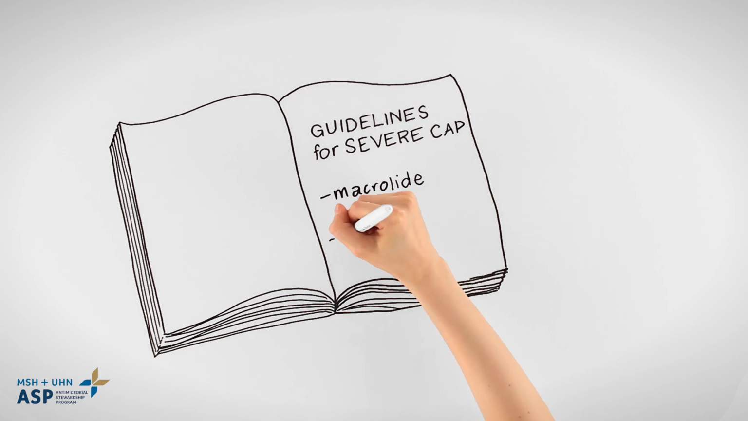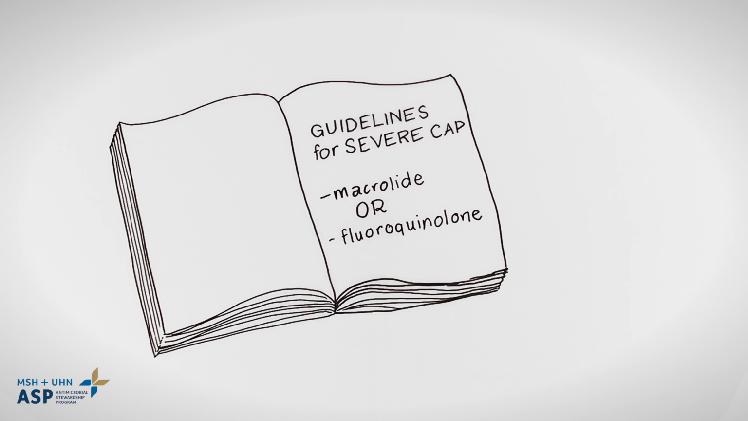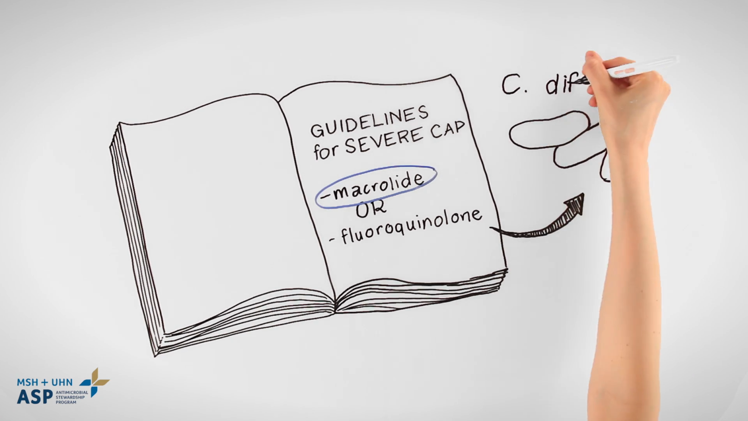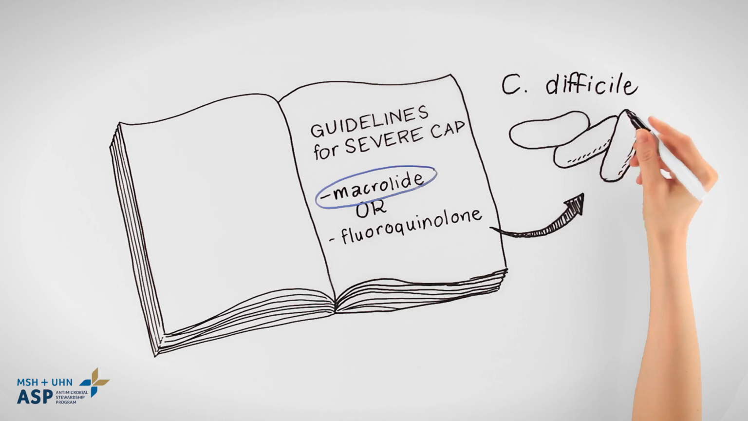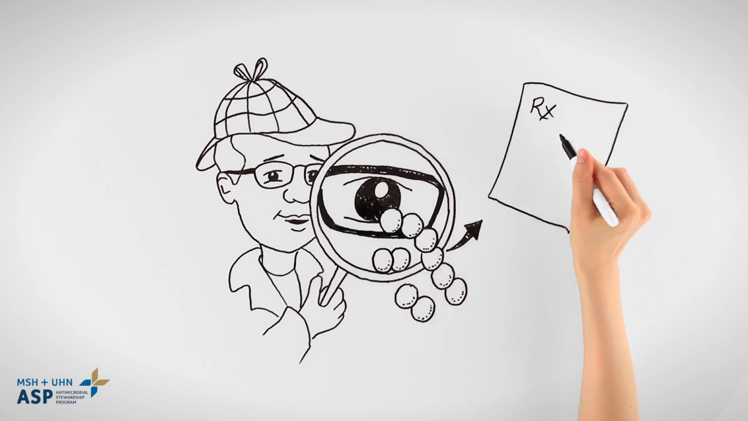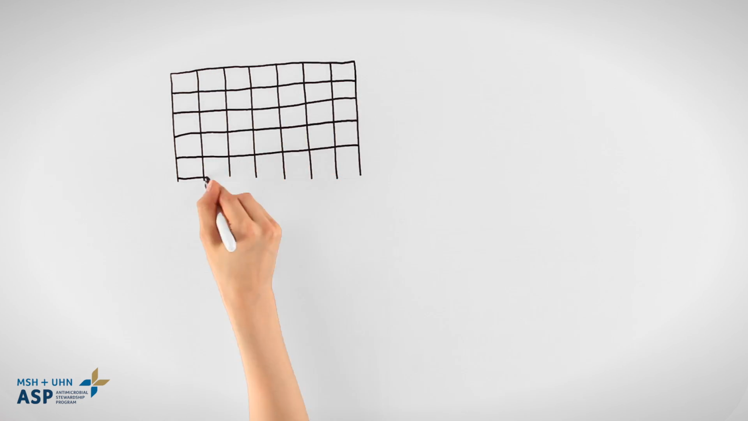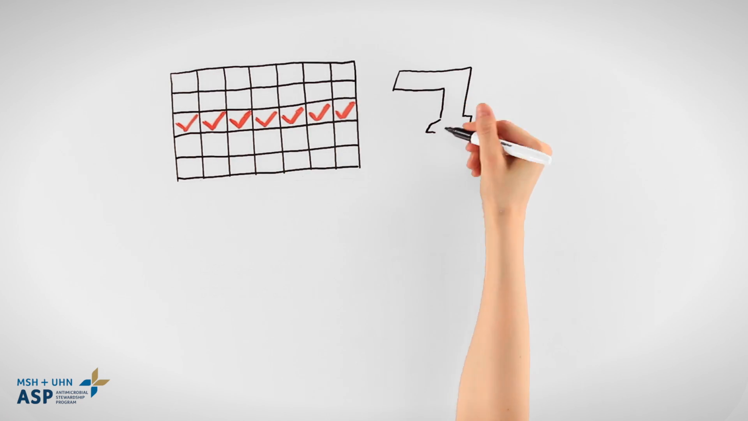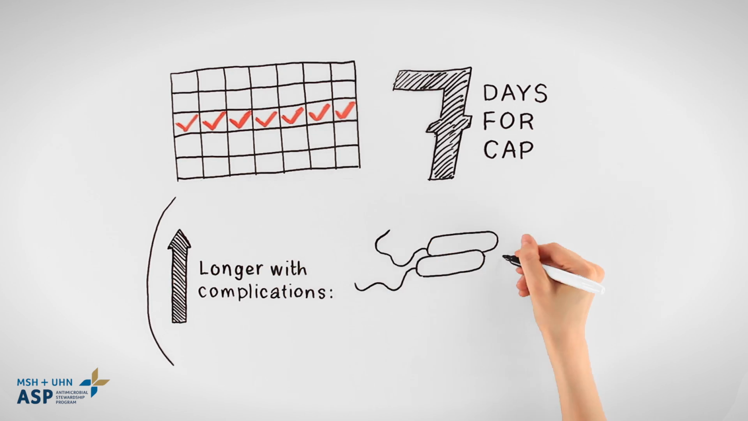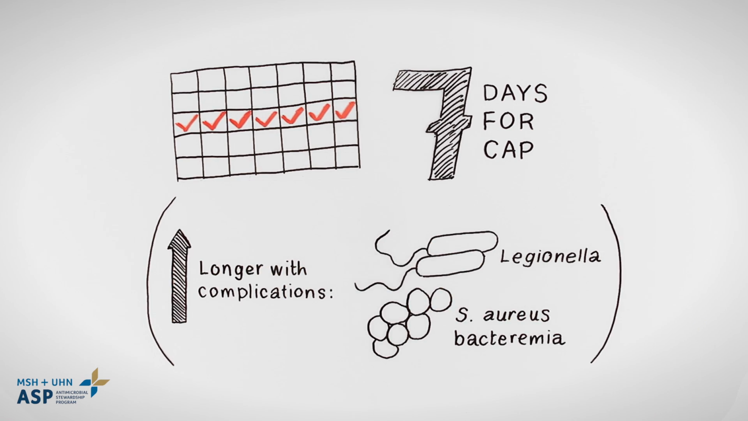Guidelines recommend either a macrolide or fluoroquinolone for severe CAP. Using a macrolide where possible will avoid the overuse of quinolones, which are a risk factor for the NAP1 strain of C. difficile. If a bug is identified, tailor the antibiotics to target it. Regardless, 7 days of therapy for patients with CAP, even those in the ICU, is sufficient, unless there are complications like Legionella or Staph aureus bacteremia.